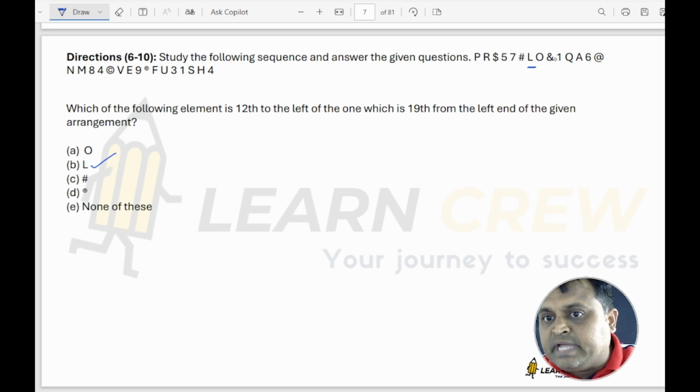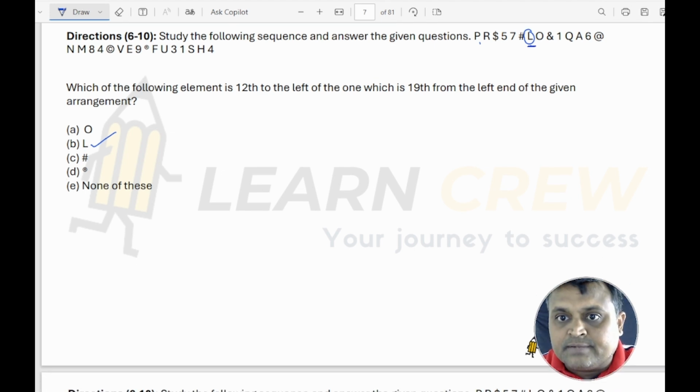So from the left it is the 19th, and from that element, the 12th one means from the left it is the 7th one. 1 2 3 4 5 6 7. The 7th one is L. So the answer is L.